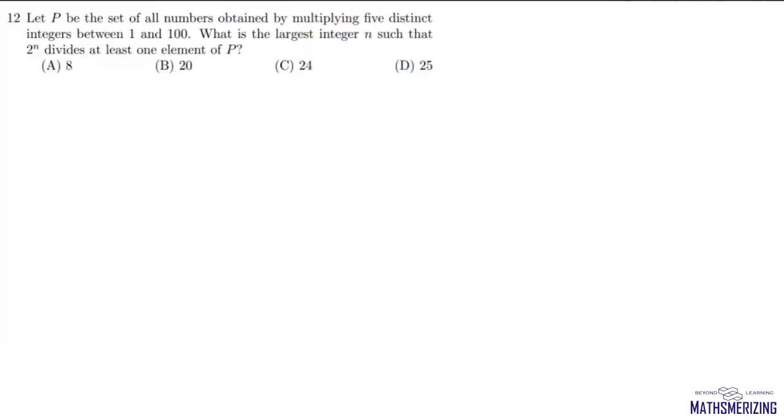Now question number 12 is, let P be a set of all numbers obtained by multiplying 5 distinct integers between 1 to 100. What is the largest integer n such that 2 to the power n divides at least one element of P?